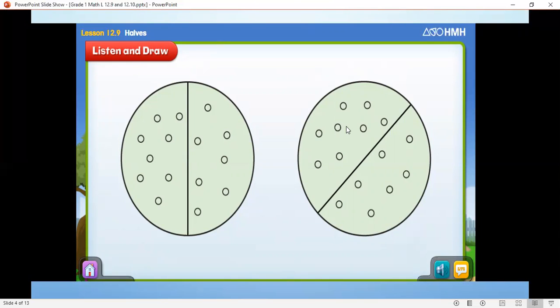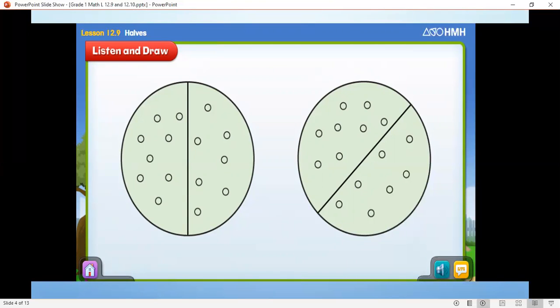Now, I have a question. Do you think this half, one of these halves, is bigger or smaller than the whole cracker? What do you think? A half is bigger or smaller? Of course, it's smaller because it's only a part of the whole.